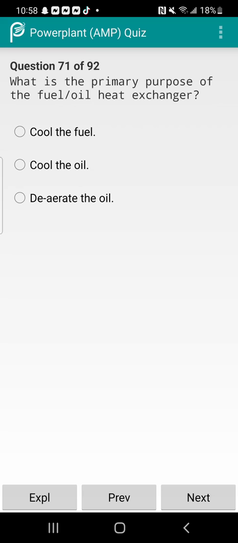What is the primary purpose of the fuel oil heat exchanger? Cool the oil.